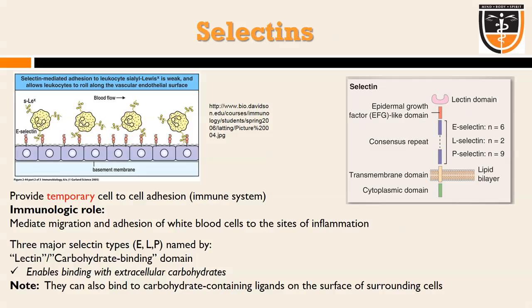Again, this extracellular portion will enable the binding with extracellular carbohydrate. They can also bind to carbohydrate-containing ligands on other cells. So they can actually bind to extracellular matrix, or they can mainly bind, selectins bind to the other cells.